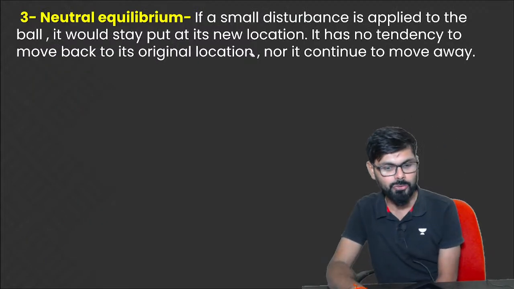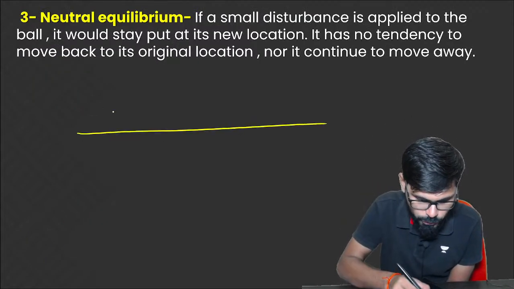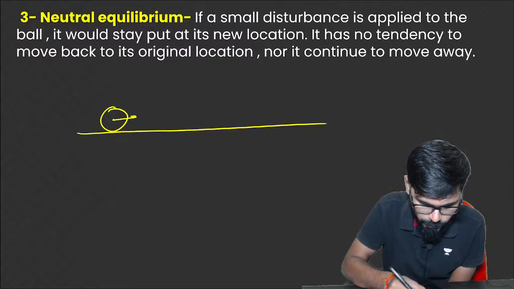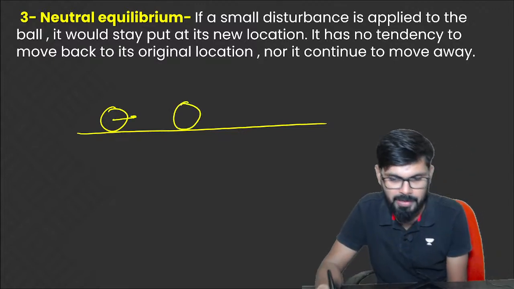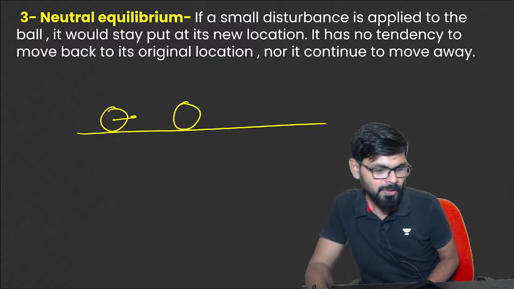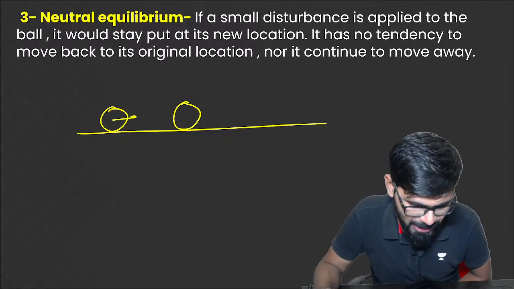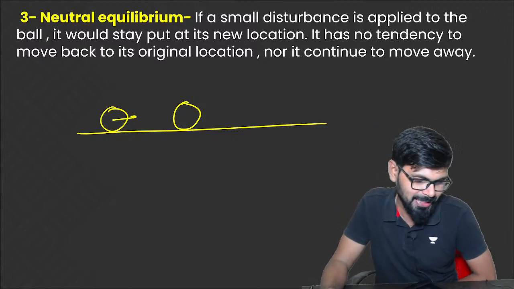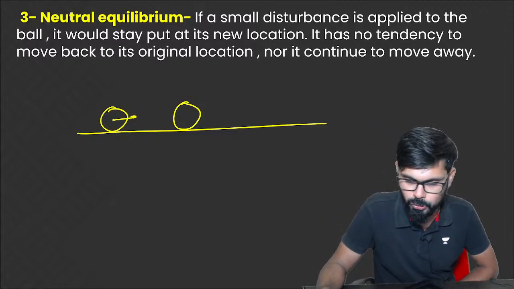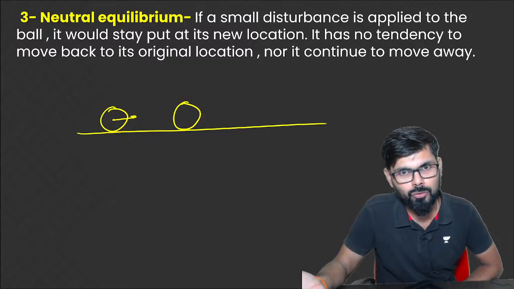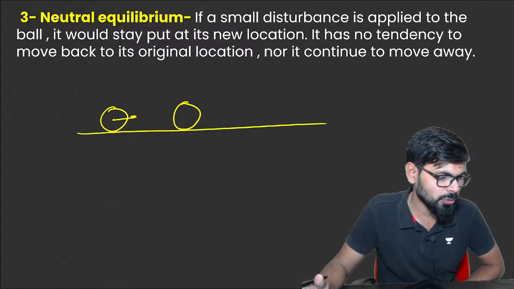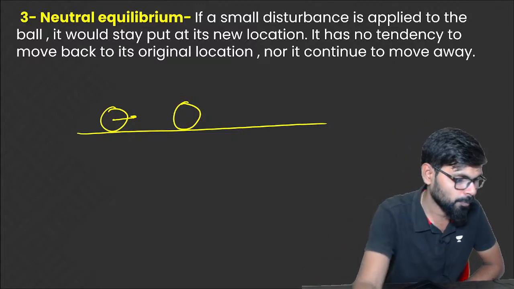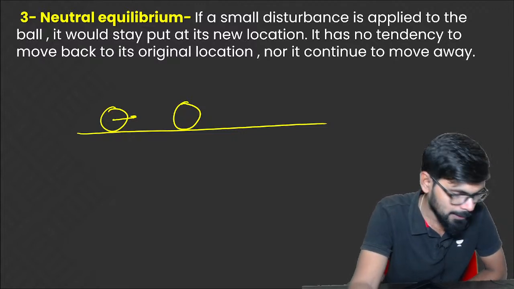Then next one is neutral equilibrium, beta, right? So if a small disturbance is applied, then it would stay put at the new location. It has no tendency to move back to the original position, and it will not continue to move away also. Correct? This is a neutral equilibrium. Clear hai Datta?